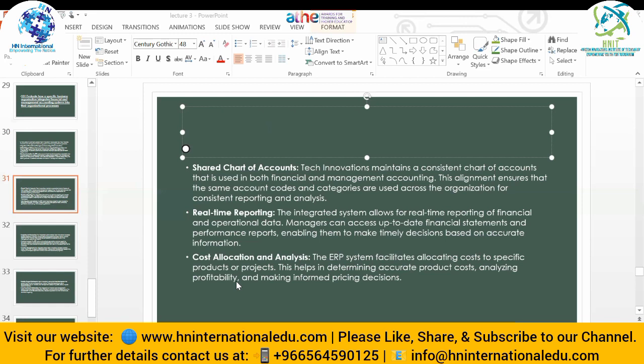Cost allocation and analysis. The ERP system facilitates allocating costs to specific products or projects. This helps in determining accurate product costs, analyzing profitability, and making informed pricing decisions. Again, this is the same thing which we discussed in the management accounting system. When we're able to allocate the cost to the specific products and services, then we're able to make the further decisions in the businesses as well.